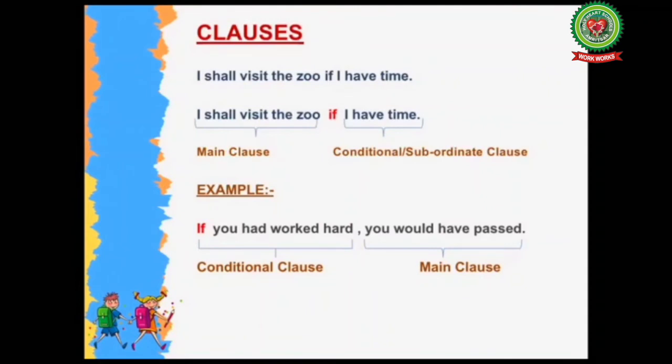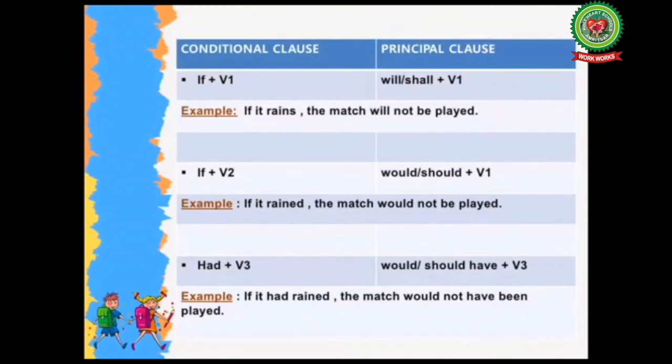Now there are some rules that you have to keep in mind while using tenses in conditional sentences. So here is a table given for that. On one side there is a conditional clause and on the other side there is a principal clause. If the conditional clause is in simple present tense, then the principal clause will be in simple future tense. That is, in the conditional clause it will be "if" plus the present form of the verb, followed by "will" or "shall" plus the present form of the verb. Example: if it rains, the match will not be played.